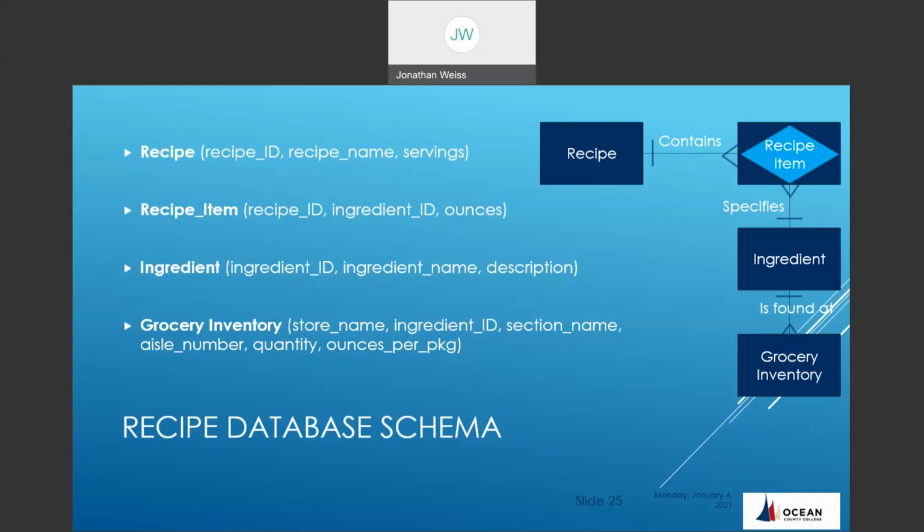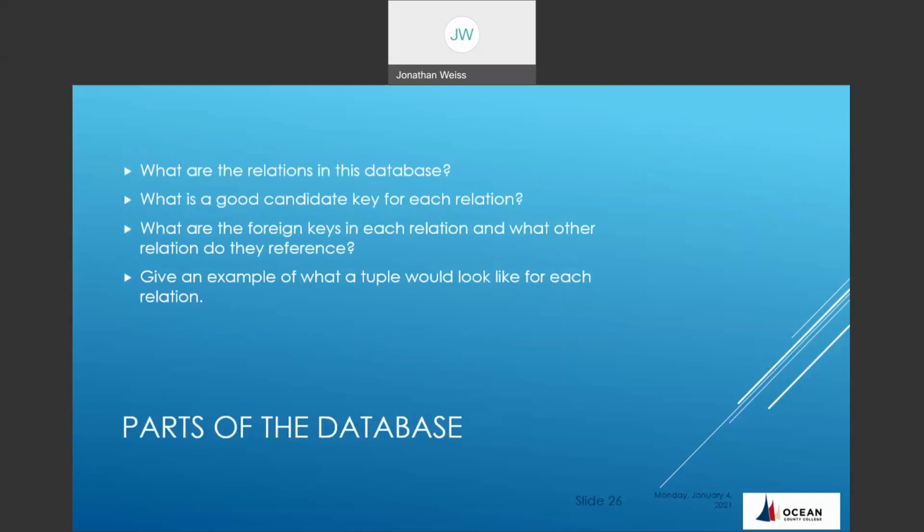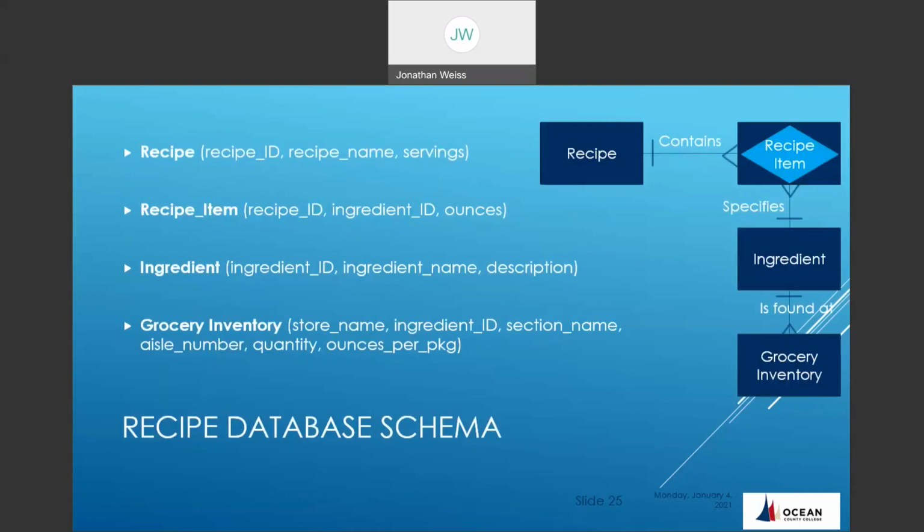All right. So let's start with recipe. What's a good candidate key for recipe? What field could be used to uniquely identify an entry in the recipe table? Yeah, that recipe ID would be a good candidate key.